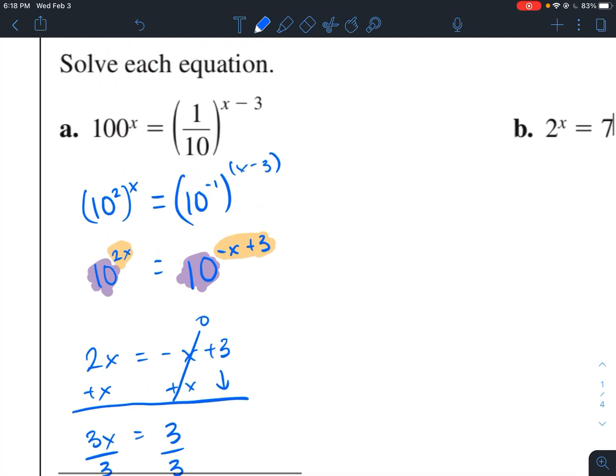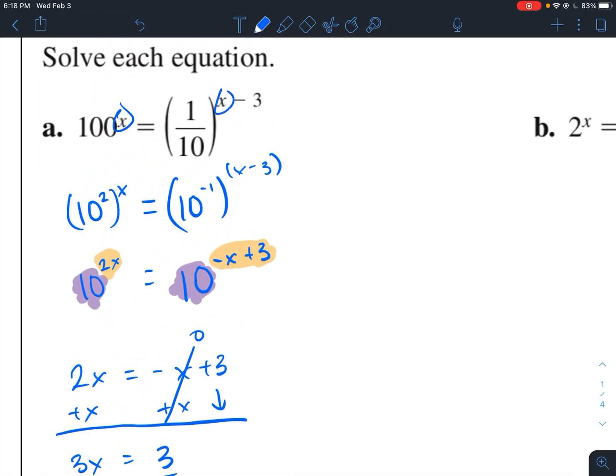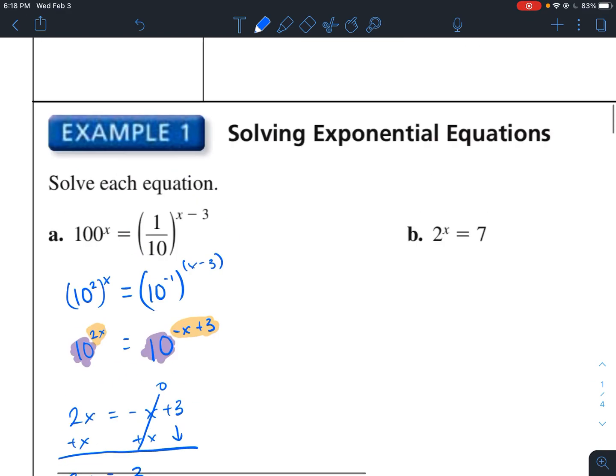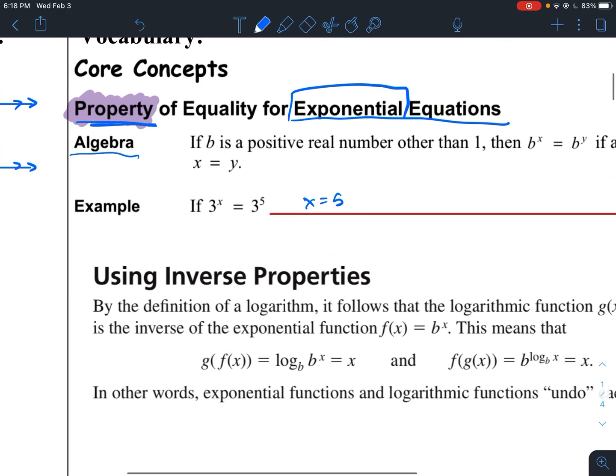So I solved for x. If you were to plug 1 into these expressions, you should get a true statement. And that's what it means to solve equations using this property.